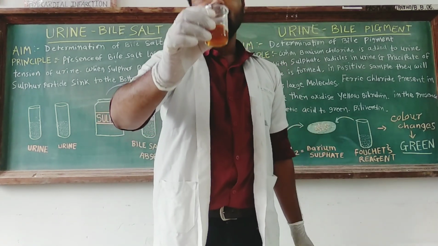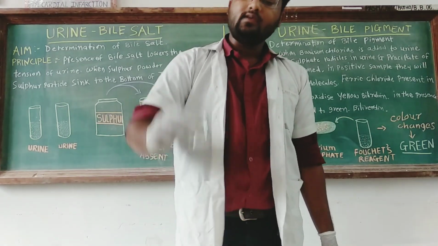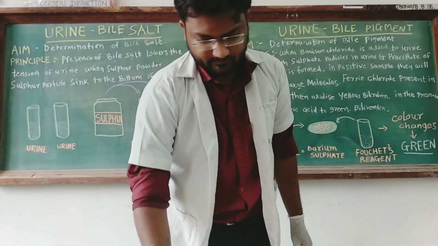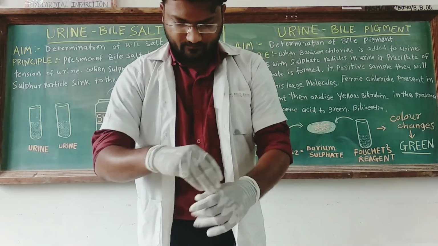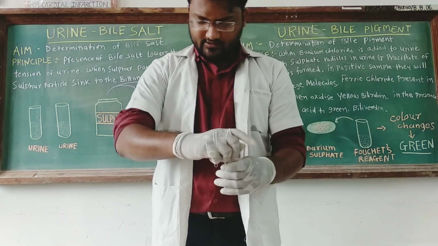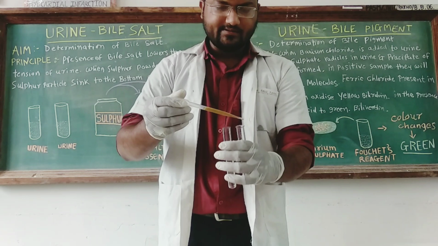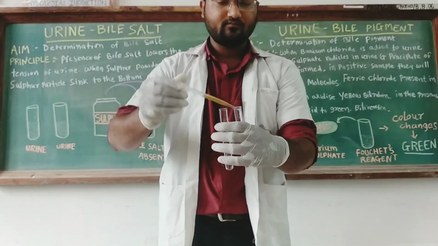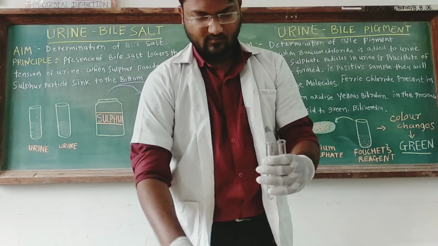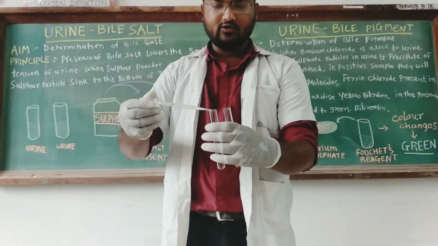This is the sample from a positive jaundice patient, and we are taking plain water as a control. We are taking two test tubes. In the first test tube, we pour the patient's sample, and in another test tube we pour the control solution.